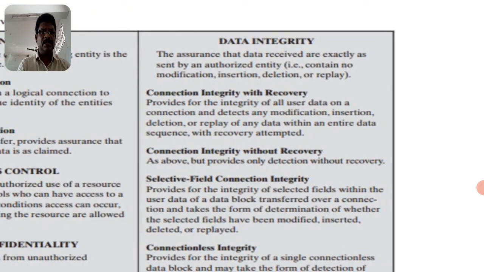So data integrity is nothing but the assurance that the data received is exactly as sent by the authorized entity. That means the receiver can verify whether this message is coming from the sender or not, that is, that the message was received from the authorized party. In traditional communication, for example in the postal department, once anyone receives the information, they have to send an acknowledgement to the proper sender.